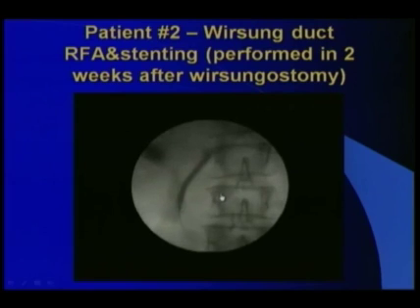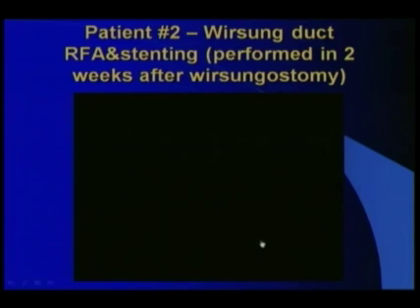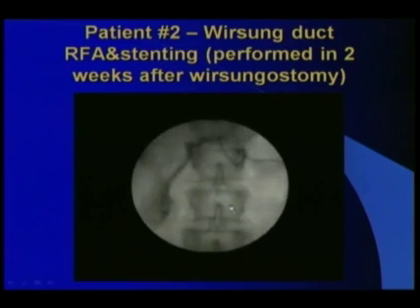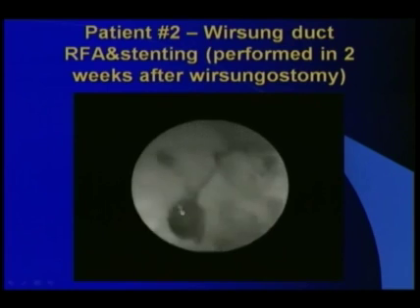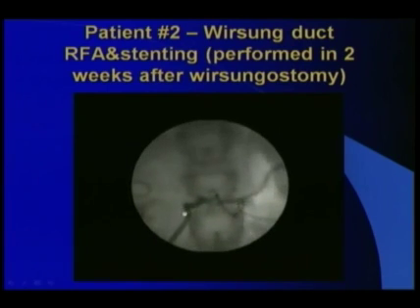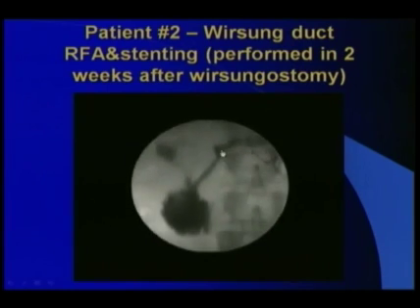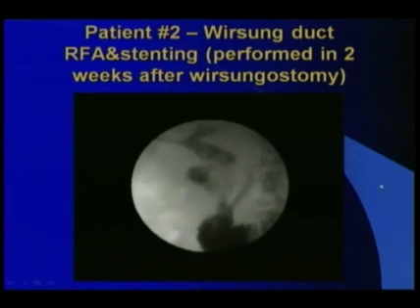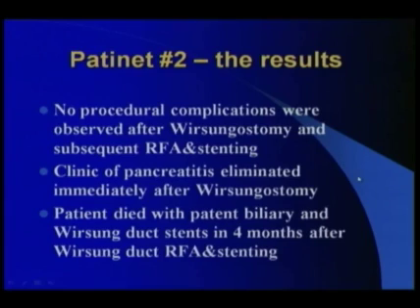Then we withdraw the balloon, replace the drainage catheter, and perform the fistulography to document the restored patency of the Wirsung duct. You can see now how we inject the contrast, which reaches the duodenum immediately without any problem. You can see that all the way proximally the Wirsung duct, the patency of which has been restored.